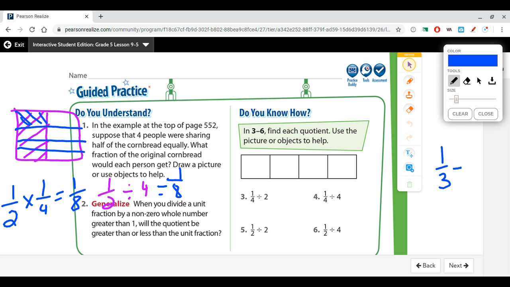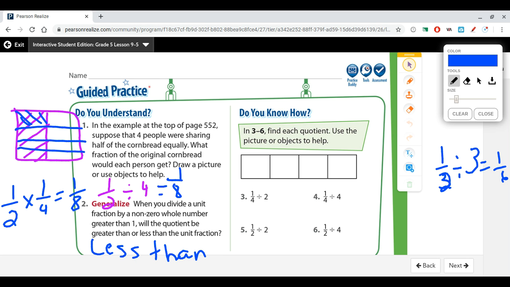We had 1/3, or we had 1/2 divided by 3, and I got 1/6. Was that less than my original unit fraction? Yes. So my answer is going to be less than. So it's going to be less than the unit fraction.